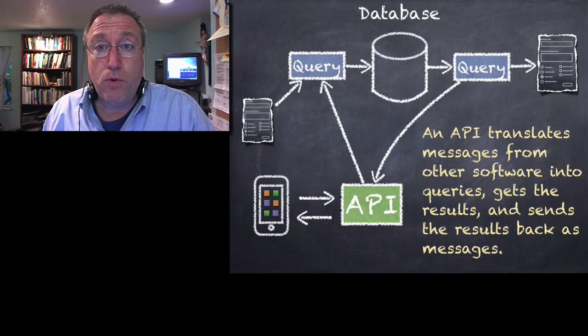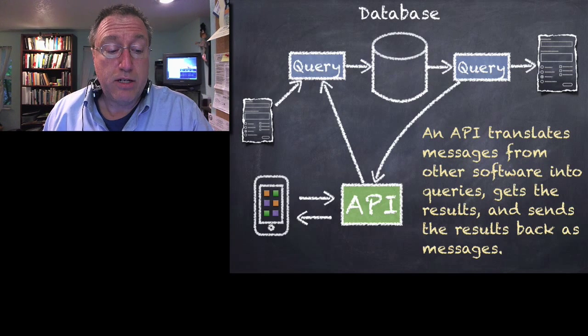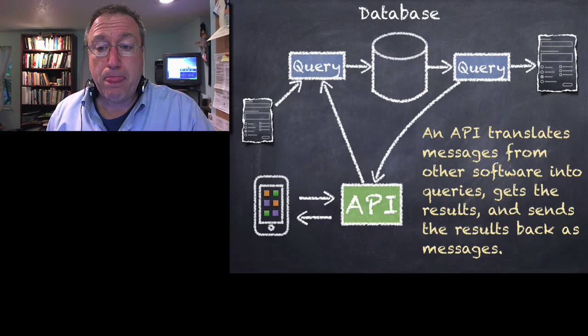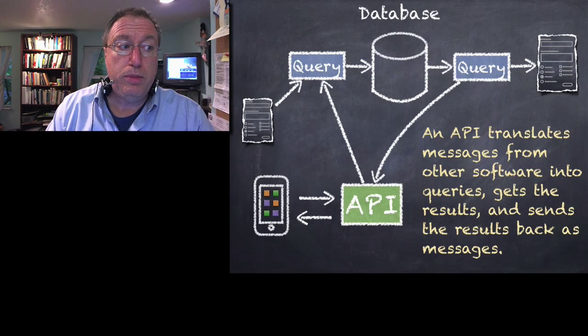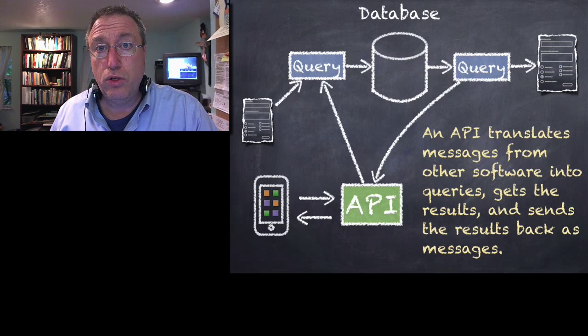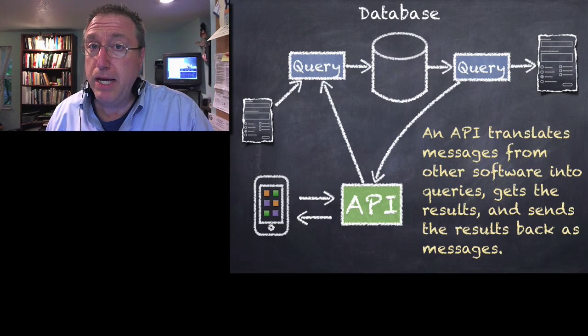APIs come in all forms and all shapes and sizes, and they're useful from different languages. But they're also useful from a business standpoint. If you can make your data available to other products, then you become more valuable to your customers. So APIs are a big deal.